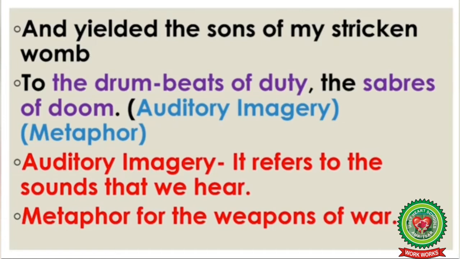So Mother India says that her sons heard the drumbeats of duty and reached the valley of death. That is the foreign lands where the Indian soldiers were fighting for the British. So here the poet has used a literary device: the drumbeats of duty. It is an auditory imagery. Now what is auditory imagery, children? It refers to the sounds that we hear. We can imagine the sound of drumbeats. So that is why it is an auditory imagery.